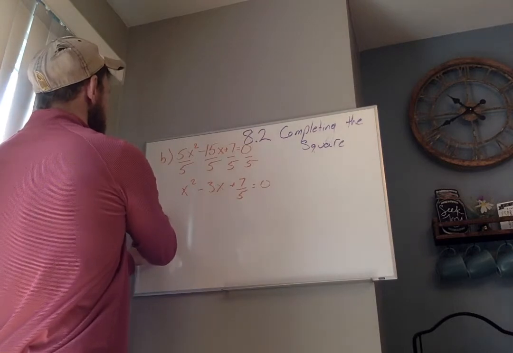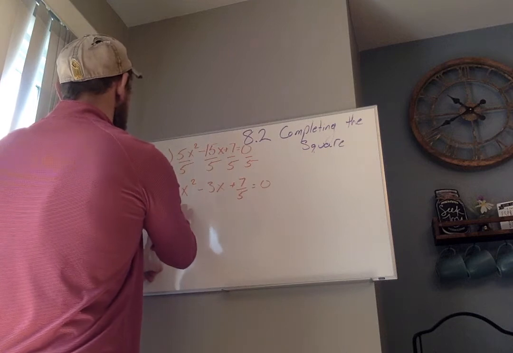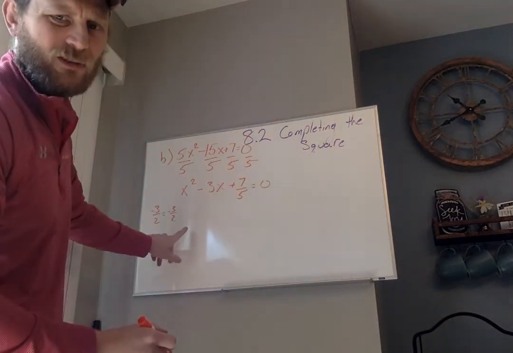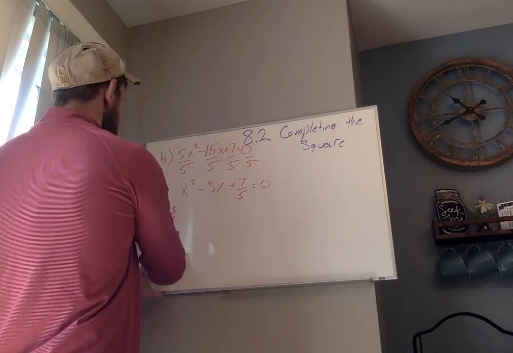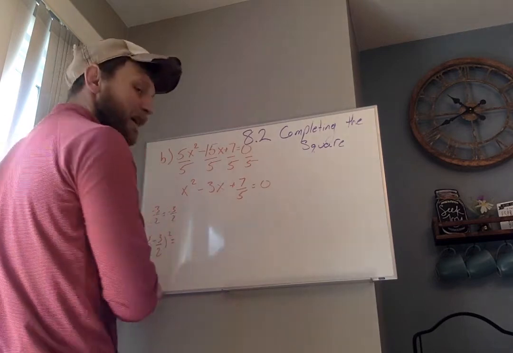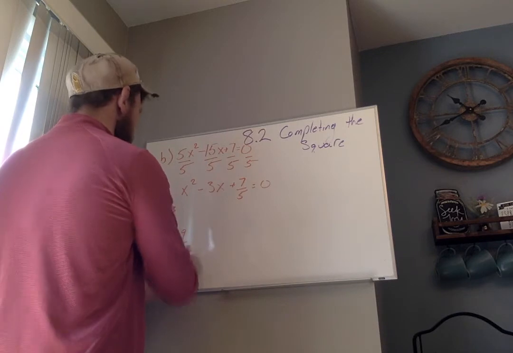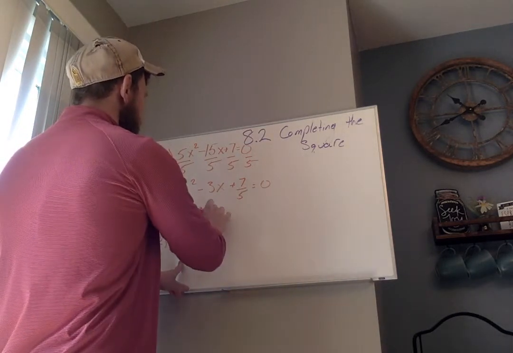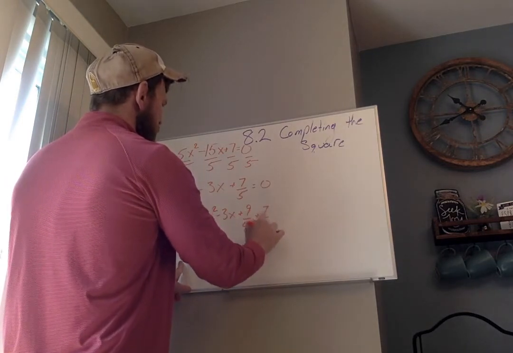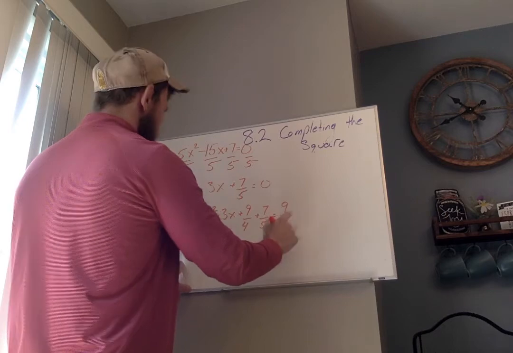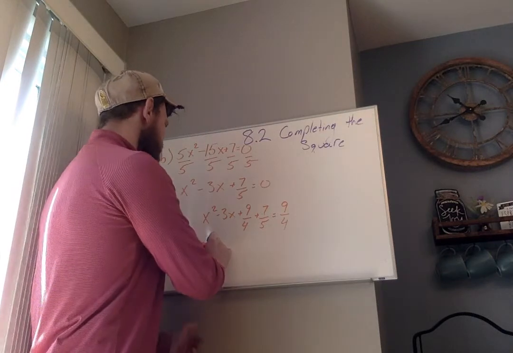So now I'm going to do negative 3 divided by 2. I'm sorry. Yeah, I just did. Okay. That's negative 3 divided by 2. All right? Can't do anything with it. Now I'm going to square that. Negative 3 squared is 9. 2 squared is 4. So I'm going to do x squared minus 3x plus 9/4 plus 7/5 equals 9/4. Notice I'm adding 9/4 to both sides here. It's annoying. It's fractions. I get it.